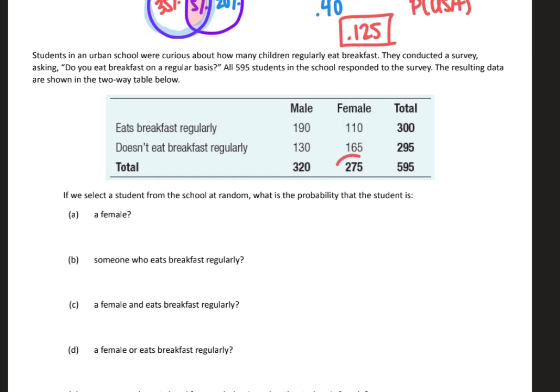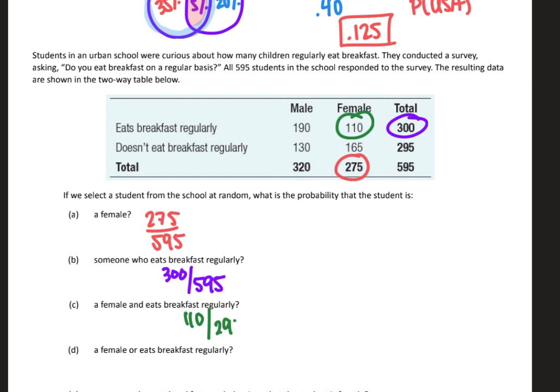So female, the total is 275, so it's going to be 275 over 595. I'm just going to leave them as fractions. Next one is someone who eats breakfast regularly. So that total is going to be a row total. That's 300. So that's going to be 300 over 595. This one is a female and they eat breakfast regularly. So in this case, we're looking at the intersection of a column and a row. Female who eats breakfast regularly. So that's going to be 110 over 595.